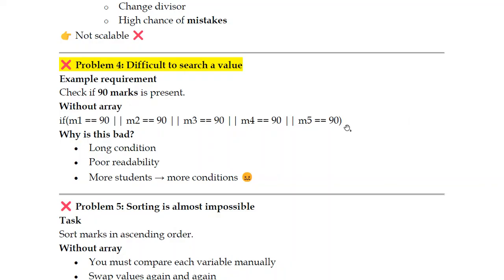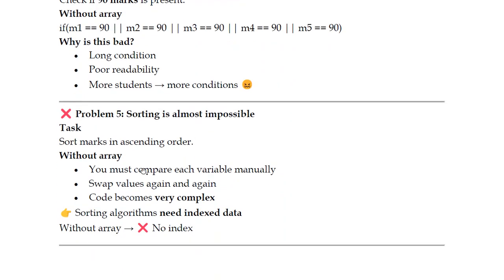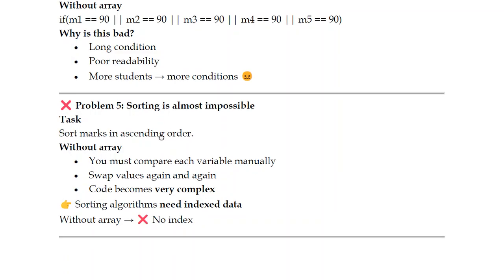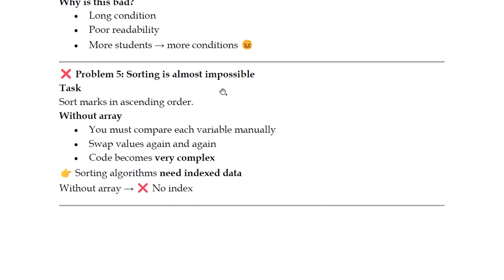Are you going to type like this? It's too long, am I right? M1 to M1000 or something, you are going to type it in 10 lines or 15 lines. It's not readable. Most students initially take more conditions. It's not an easier one, it's tedious, difficult to understand.